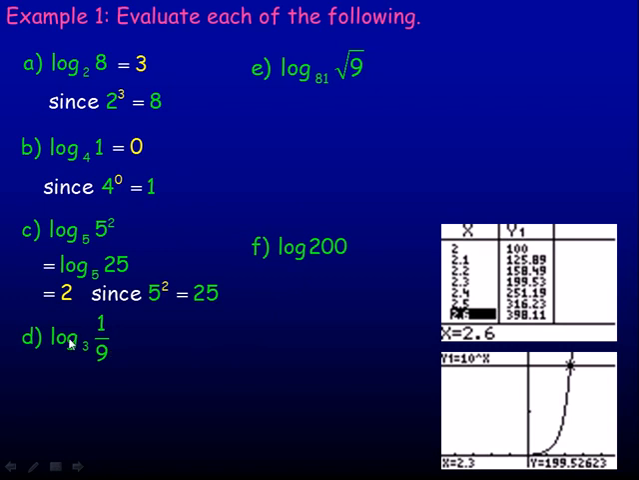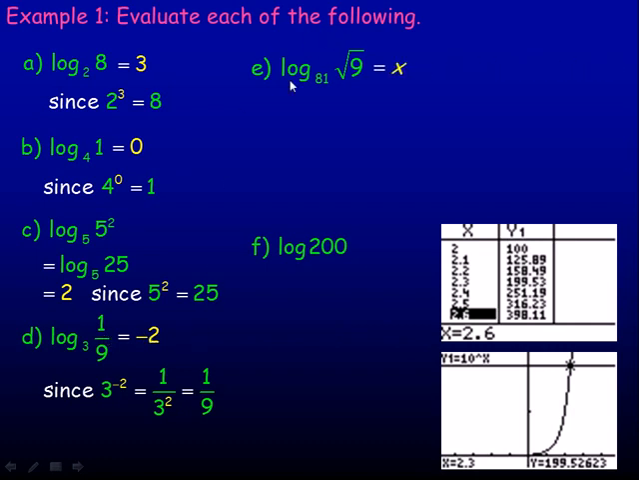For d here, we're asked to evaluate the logarithm of a ninth base 3. So what we're really looking for, what power do we raise 3 to give you 1/9? And 3 raised to the power of -2. Remember, a negative exponent means the reciprocal then of the 3 squared, so it's 1 over 3 squared, or 1 over 9. So -2 is the power that you raise 3 to give you 1/9. So that is equal to -2. 3 raised to the power of -2 equals 1/9.